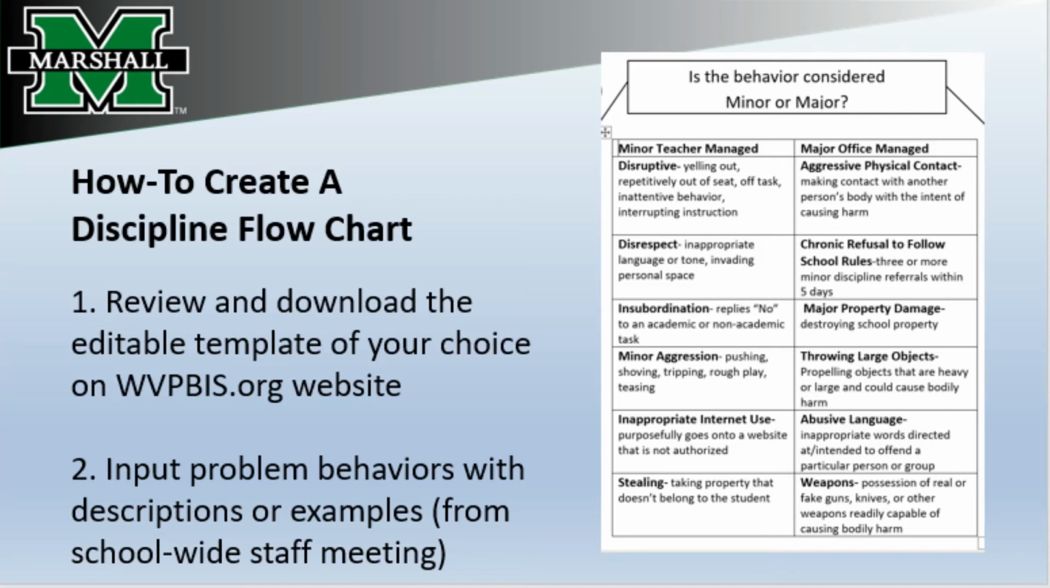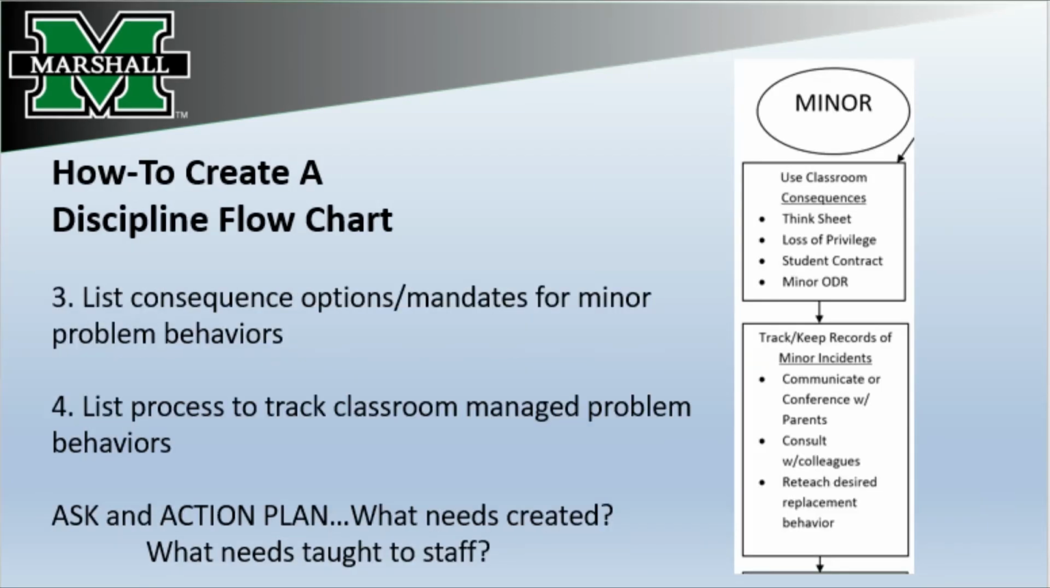Also, decide on the language you want to use so it is consistent. For example, you could use teacher or classroom managed, office or administrator managed, or minor and major. You only want to include behaviors that were discussed during the staff meeting so there are no surprises to staff later on. Next, you will decide as a team which consequences teachers are to use when managing minor behaviors.